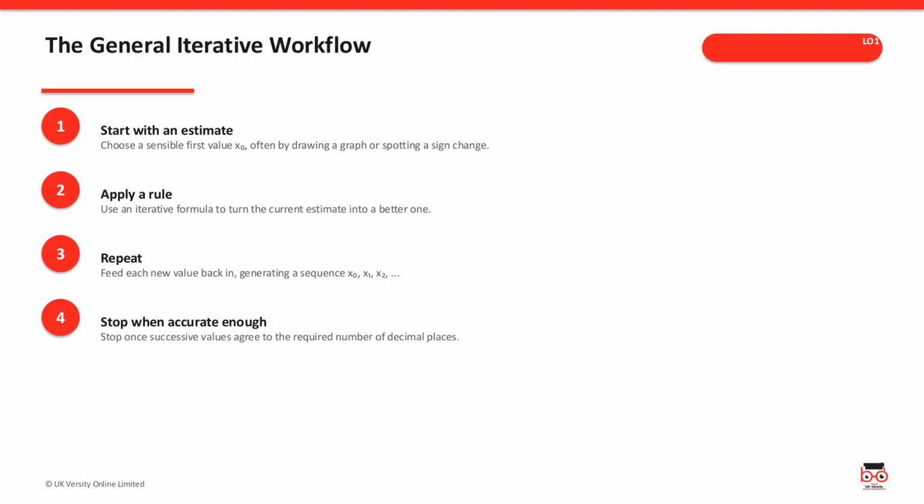Almost everything in this unit follows one repeating pattern, so it's worth learning the shape of it now. You start with a sensible first estimate, x0, often by sketching a graph or spotting where the function changes sign. Then you apply a rule that turns that estimate into a better one, and you feed the new value straight back in, building a sequence, x0, x1, x2, and onwards. You stop the moment successive values agree to the number of decimal places you need.